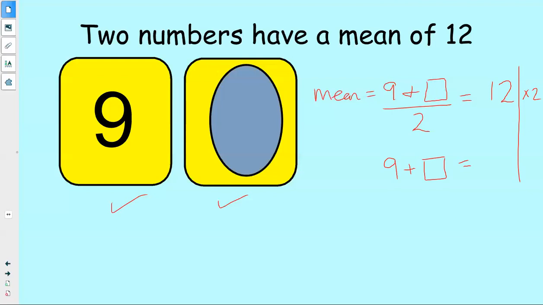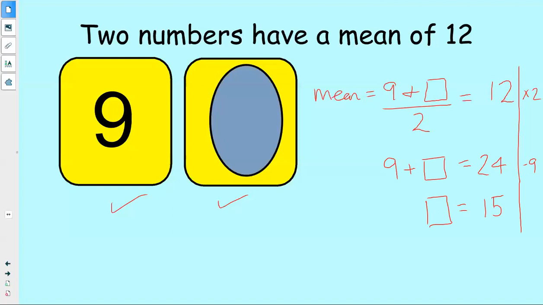12 times 2 is 24. So then I've got a number that I don't know, plus 9 is equal to 24. How do you undo plus 9? You take 9 away from both sides. On the left hand side we're just left with this unknown value, and take 9 away from your 24, and you're left with 15.